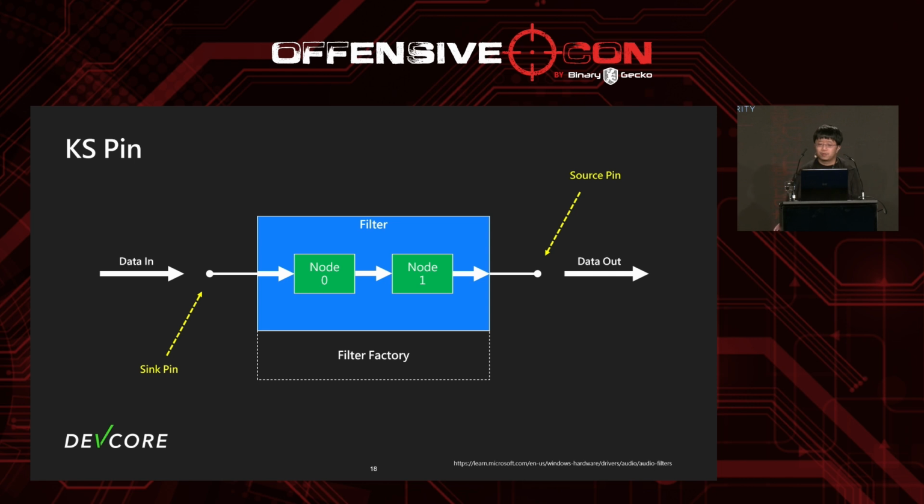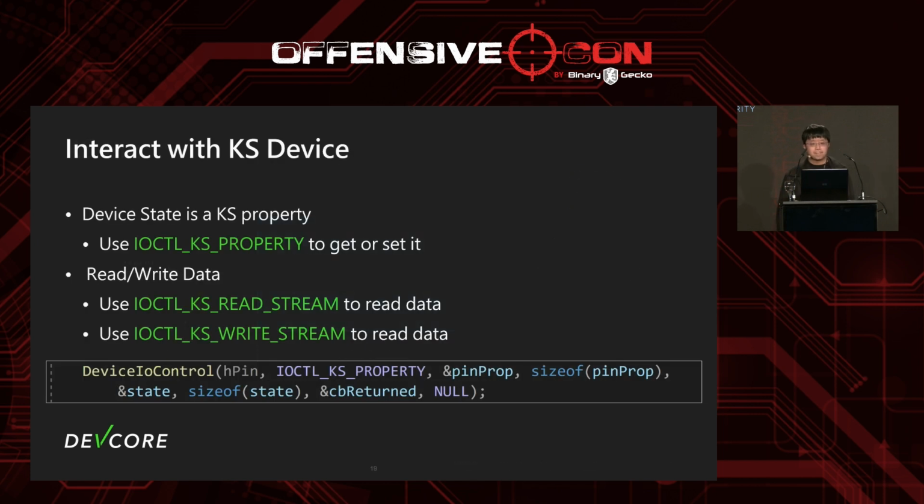The points for reading and writing data are called pins. If we want to read or write data, we must open a pin on the filter to create an instance to read from or write to the device. After that, we can use device I/O control to interact with it. You can use this IOCTL to get information about the current volume level. If you want to read from or write to the device, you also need to use IOCTL.